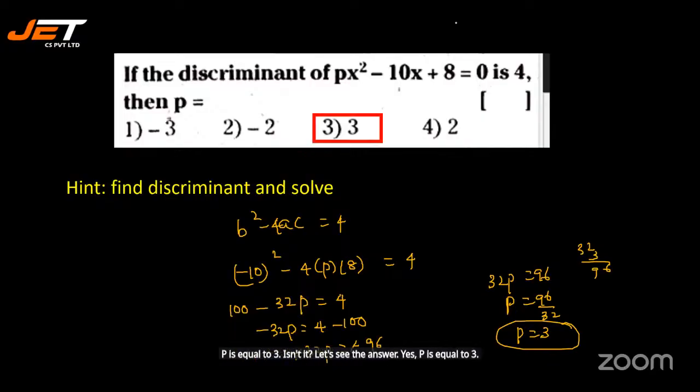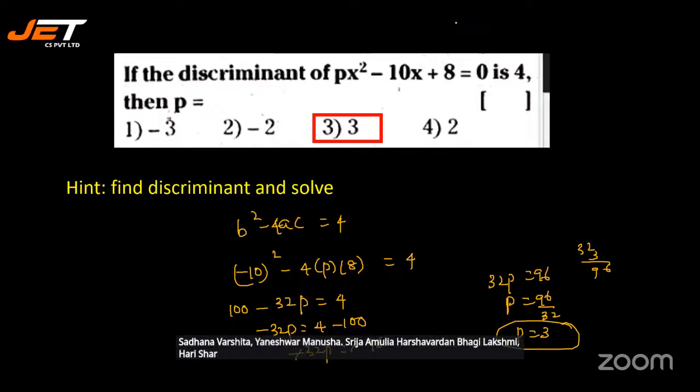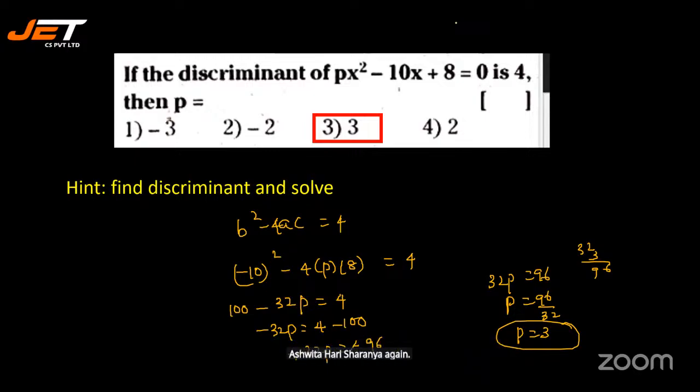Good. Now let's see how many of you have given the correct answers. Yes, I have Bhagya Lakshmi, Premcharan, Meenakshi, Sadhana, Varshita, Jnaneshwar, Manusha, Shrija, Amulya, Harshavardhan, Harisharanya, Divya, Puja, Shruti, Ashwita, Srinidhi, Siddhartha, Sahiti, Manohar. Good students, yes. So you all have given the correct answers. Let's move on to the next question.